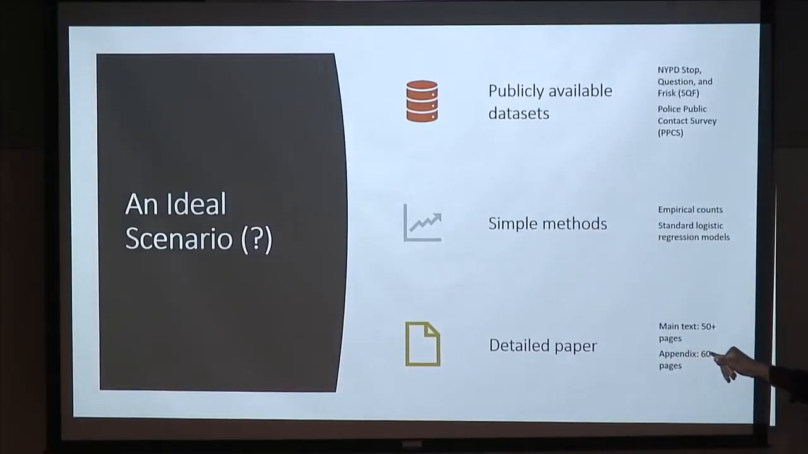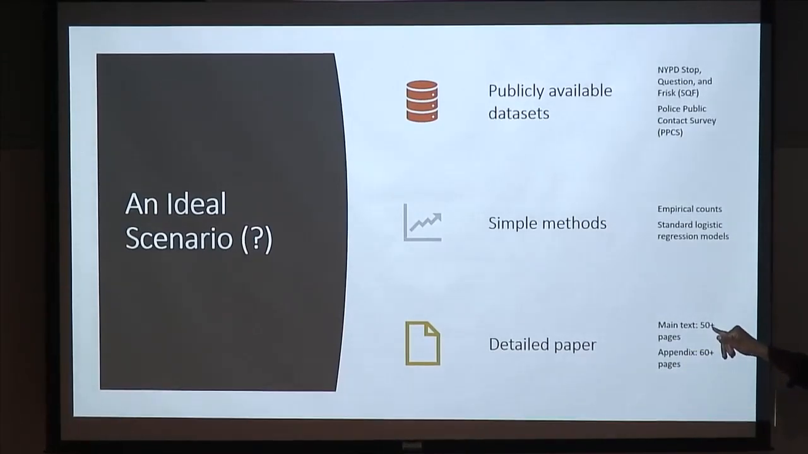And it's a pretty detailed paper. It clocks in at about 110 pages. And if you actually look closely, the appendix is longer than the actual paper itself. But it appears that there's an ideal scenario present for replication. But is there a systematic way to approach this?